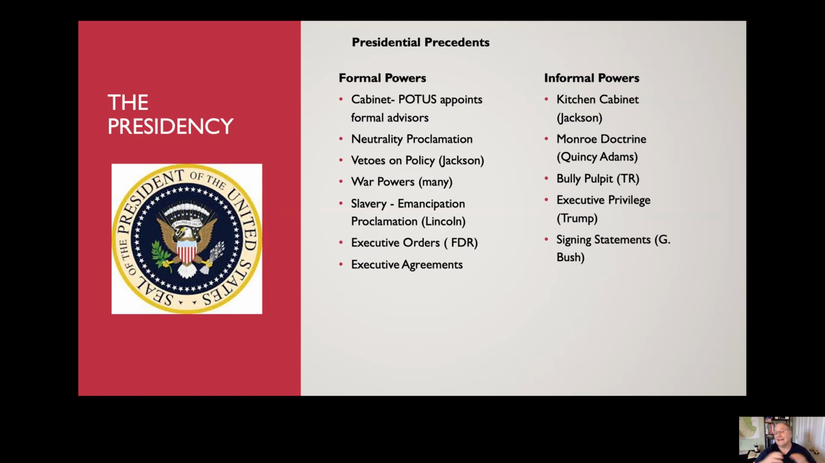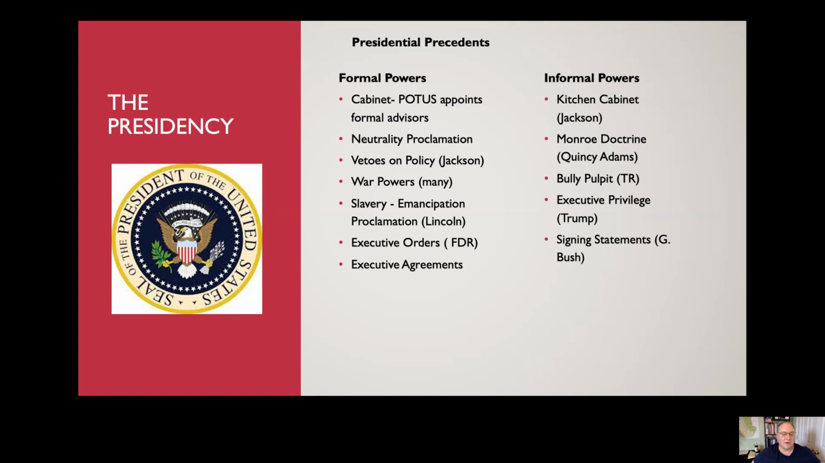FDR greatly expanded the power of the presidency by using executive orders during the New Deal and in the run-up to World War II. Some of the informal powers that a president has are some of the most important powers that a president actually wields. You often hear of a president's kitchen cabinet. So you have his cabinet, which are the formal heads of the executive departments. But most presidents also have a group of friends, a group of informal advisors.